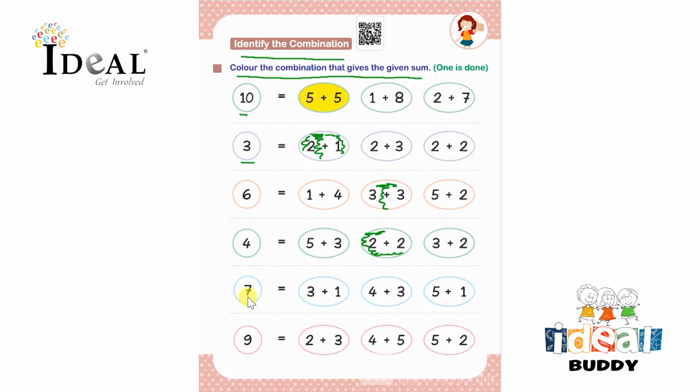After that it's 7. So 3 plus 1 equals 4. 4 plus 3 equals 7 which is the correct answer. So this is the correct combination for the given number or for the given sum over here. Next is 9. So 2 plus 3 equals 5. 4 plus 5 equals 9. So this is the correct combination. So the child will be coloring this one.